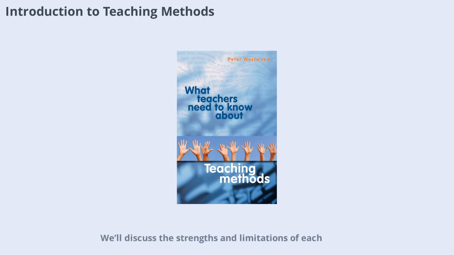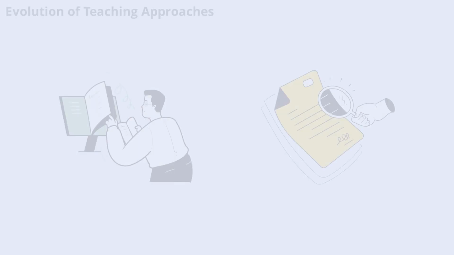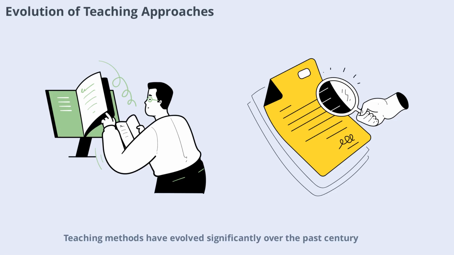We'll discuss the strengths and limitations of each and how they can be tailored to meet the diverse needs of students. Let's begin by setting the stage for why teaching methods matter and how they shape classroom experiences. Teaching methods have evolved significantly over the past century. In the early 1900s, classrooms were dominated by teacher-directed instruction, with a strong emphasis on textbooks, drills, and mastery of subject matter. Teachers would lecture, demonstrate, and assign desk work, with little focus on how students actually learned.